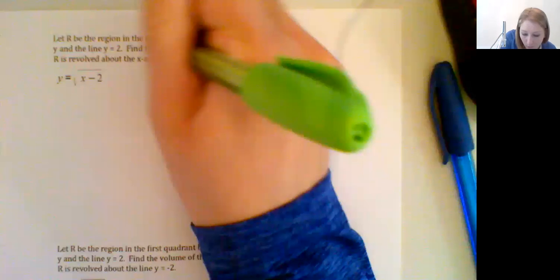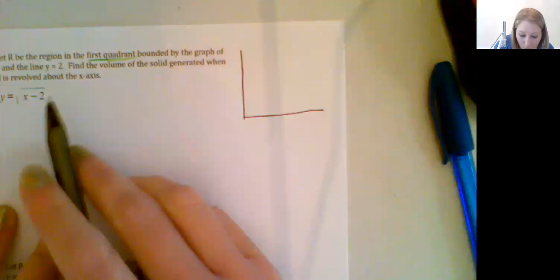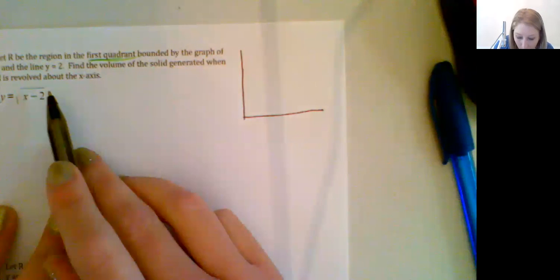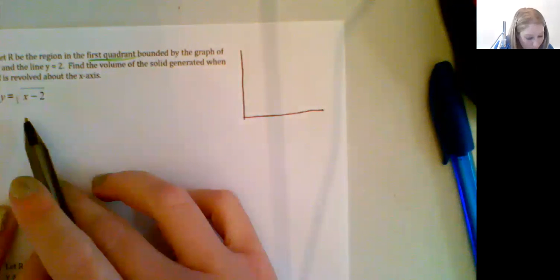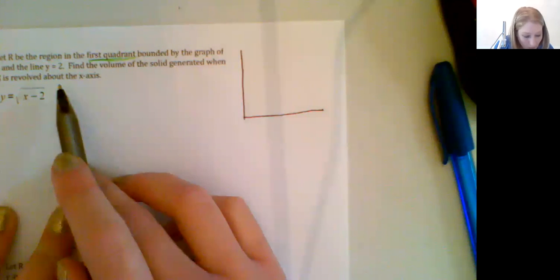So in this case, we're working with the first quadrant, so I only care about the values in the first quadrant. Let's draw a picture. What do we have going on? We have the region bounded by the graph of y equals the square root of x minus 2, and the line y equals 2. So y equals 2 is here.